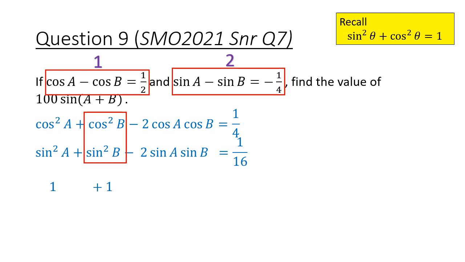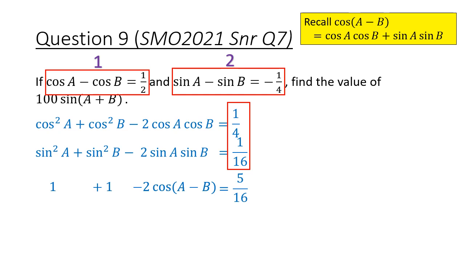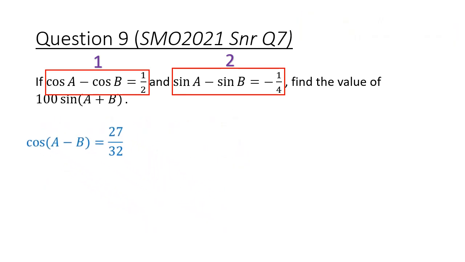For the next 2 terms, we'll have to use the addition angle formula for cosine, and this will give us cos(A minus B), and there's a common factor of negative 2. Now we have 1/4 plus 1/16. This will give us 5/16. We can simplify this and make cos(A minus B) the subject. We'll get 27/32. We'll park this result one side.